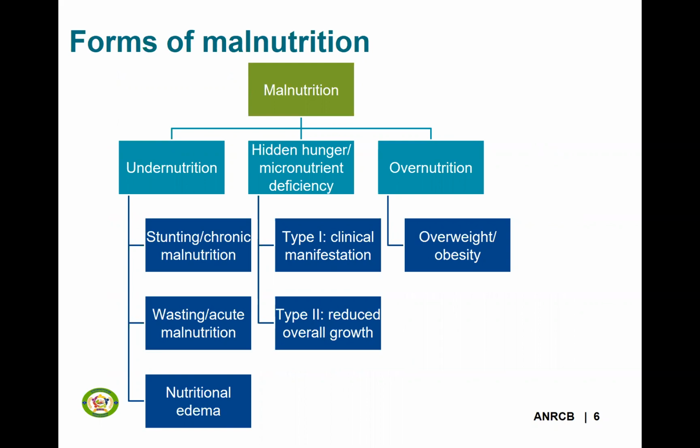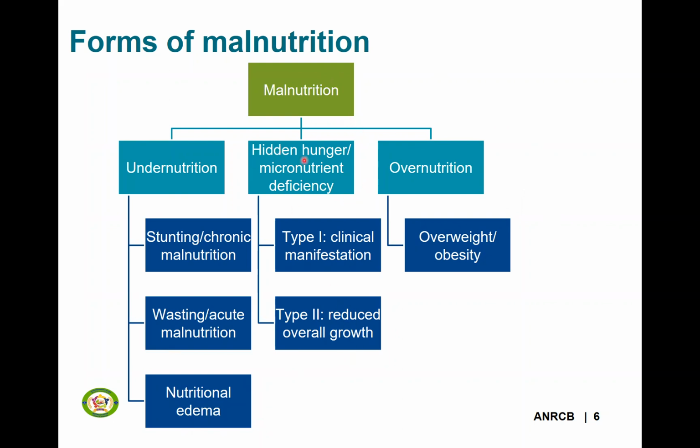So when we talk about undernutrition, this can manifest itself in different ways. In the last topic, we talked about stunting, where a child is not very tall for their age. Wasting, when a child in particular is skinny, or a person of any age is too thin. Nutritional edema involves a swelling of the body, and that can be in certain cases. Overnutrition can manifest itself in overweight and obesity. And then we have micronutrient deficiency, which is sometimes called hidden hunger.